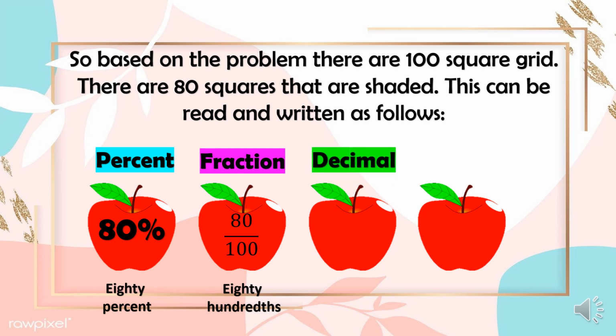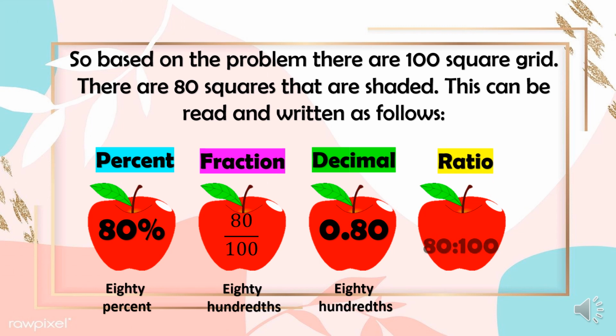And for decimal, we have 0.80, and we can read this as 80 hundredths. So for fraction and decimal, we have the same reading. And then for the ratio, that is 80 is to 100, and we can read this as 80 is to 100.